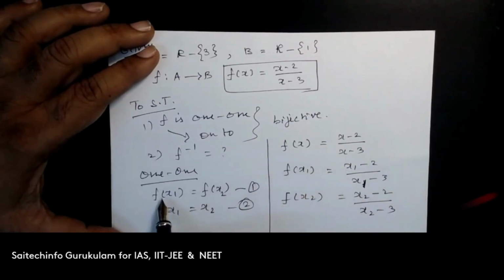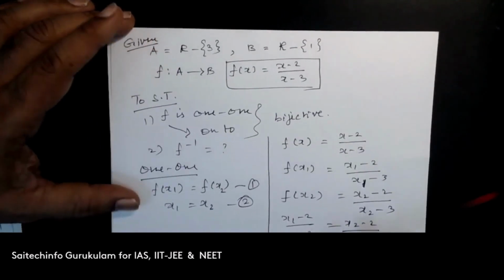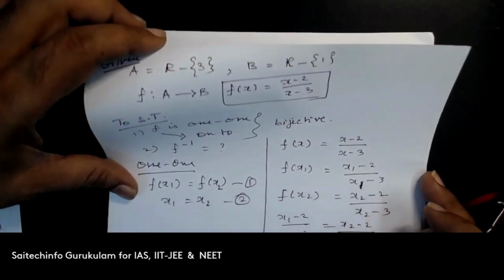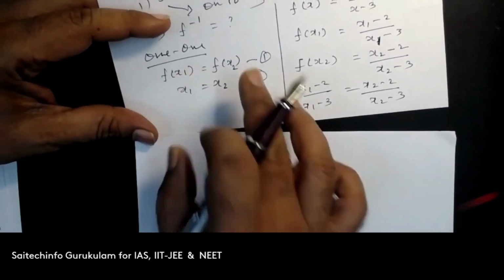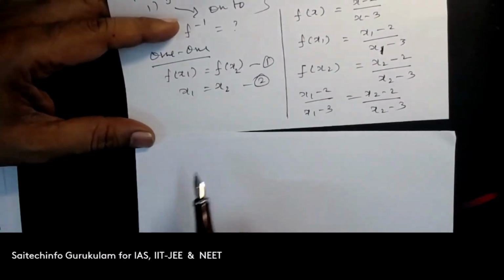Let us apply this in equation 1. So what is f of x1? x1 minus 2 divided by x1 minus 3. So x1 minus 2 divided by x1 minus 3 is equal to f of x2, so x2 minus 2 divided by x2 minus 3. Okay, right. Now let us show that x1 is equal to x2. We will check. If it comes like x1 is equal to x2, then we can confirm that this is a one-to-one function. Okay, right.